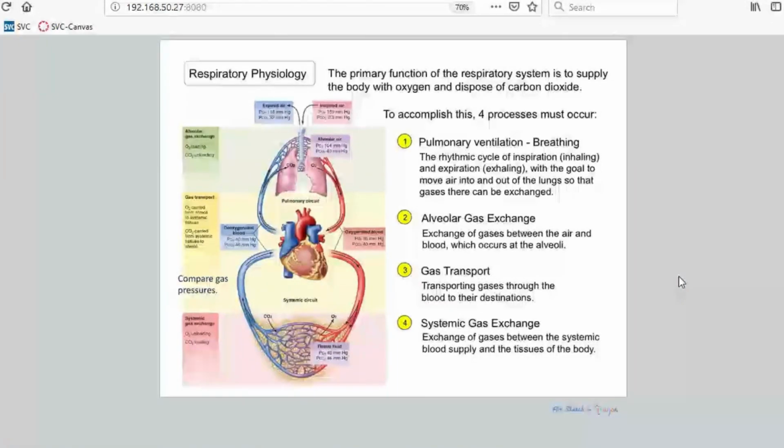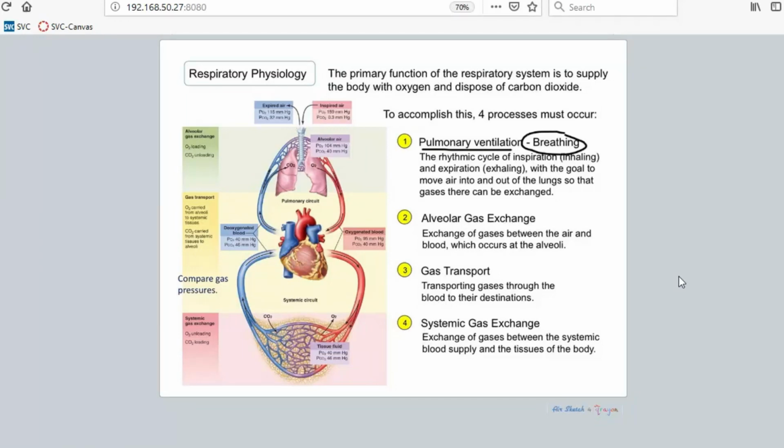Okay, so now we're going to talk about respiratory physiology. And like I mentioned earlier, the primary function of the respiratory system is to supply the body with oxygen and dispose of carbon dioxide. And to make this happen, four things need to occur. And these are these four things right here, which are all illustrated on this diagram.